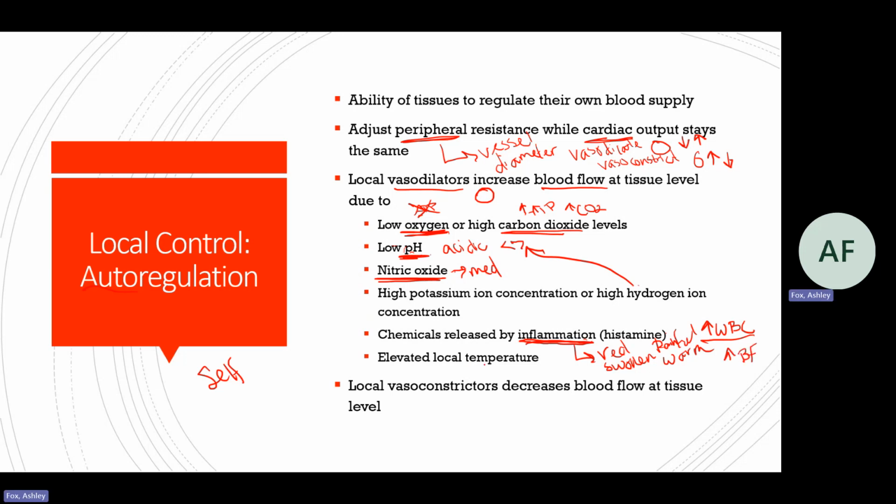Another thing is elevated local temperature. So if something's heated, you're going to vasodilate. That is how you can lose more heat. So heat can be released and it can help cool you down. The opposite is true. If you have local vasoconstrictors, then they're going to decrease blood flow.